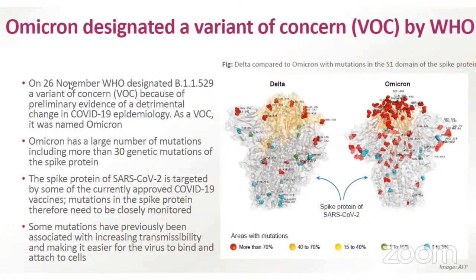On November 26, WHO designated it as a variant of concern because of the preliminary evidence of detrimental changes in the epidemiology. Omicron has a larger number of mutations, at least more than 30 genetic mutations of the spike protein. And some mutations have previously been associated with increasing transmissibility and making it easier for the virus to bind and attach to the cells and escape the immunity.